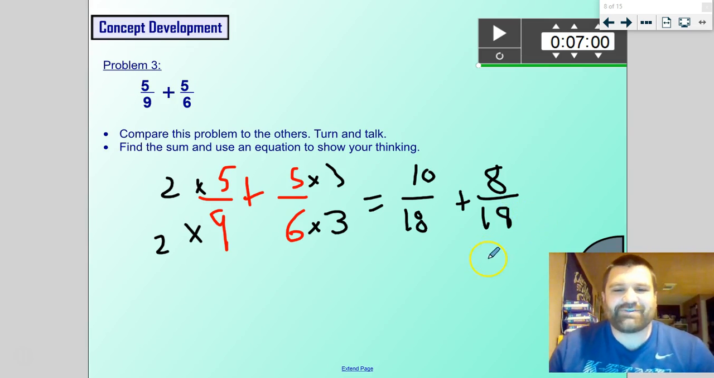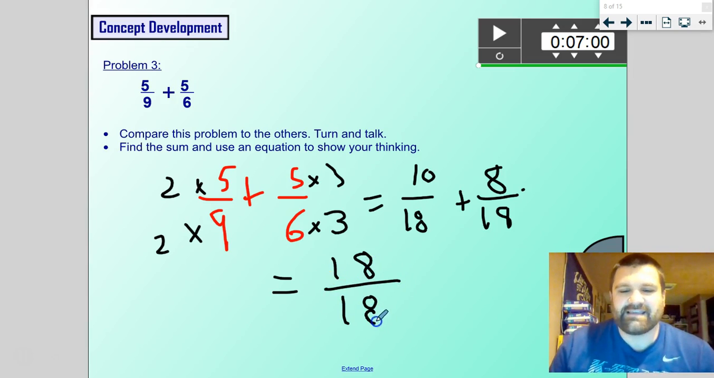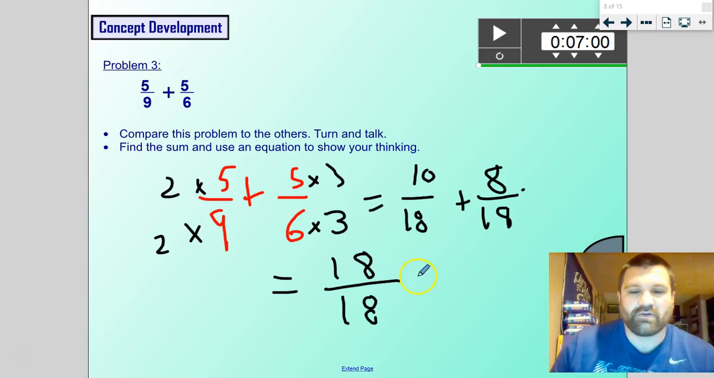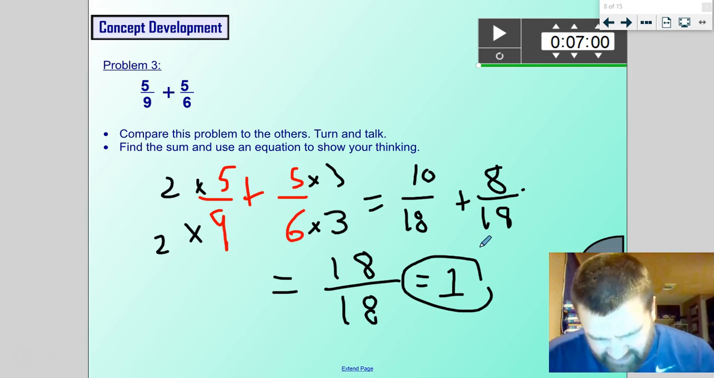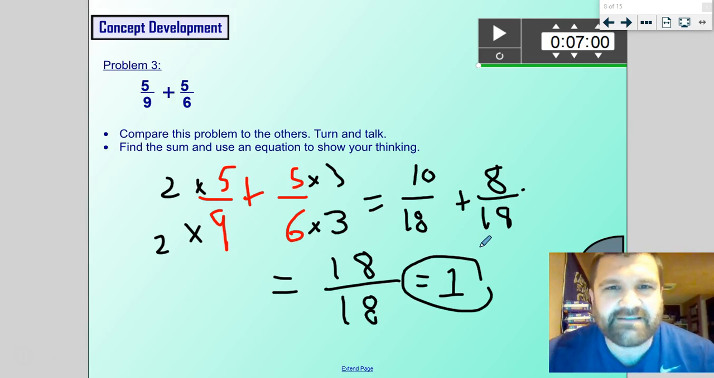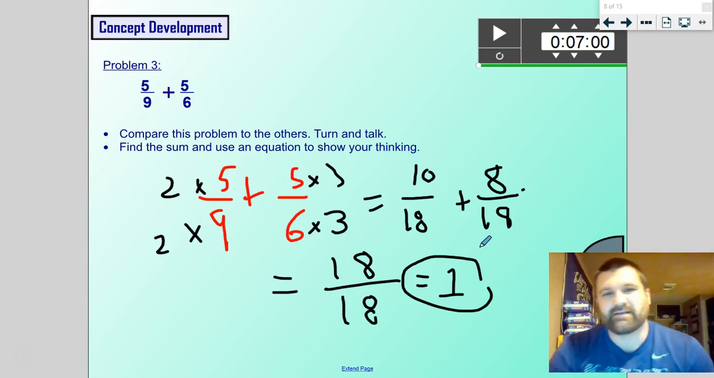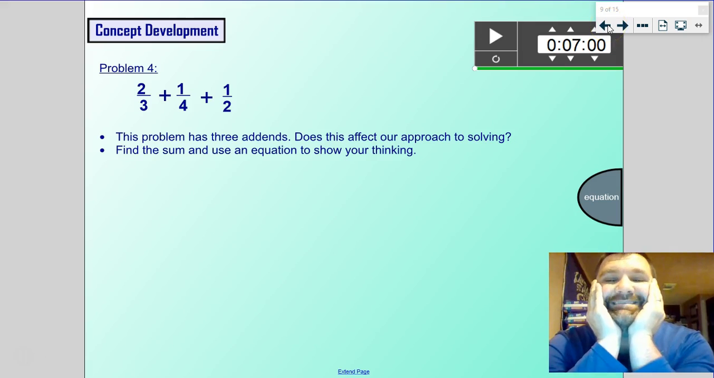Well, if you add it all together, it looks like you're going to get this fraction called 18 18ths. It's Italian for 18, which is English for 1. Because remember, a fraction is nothing more than a division. Let's move on. Time lapse.